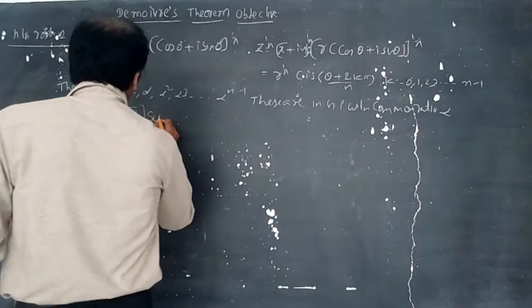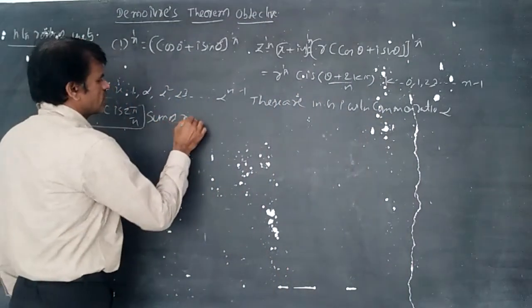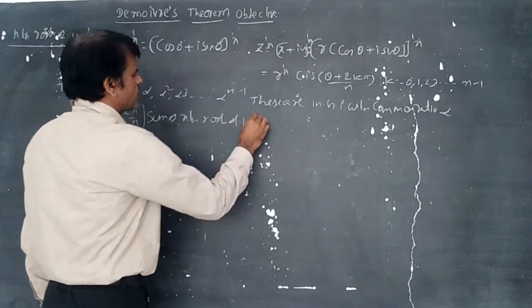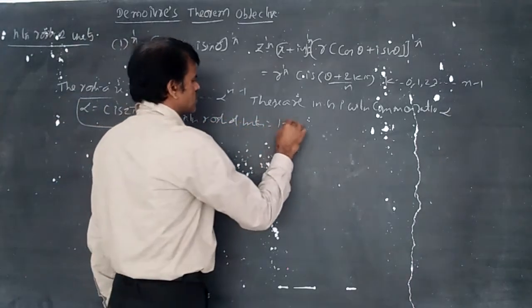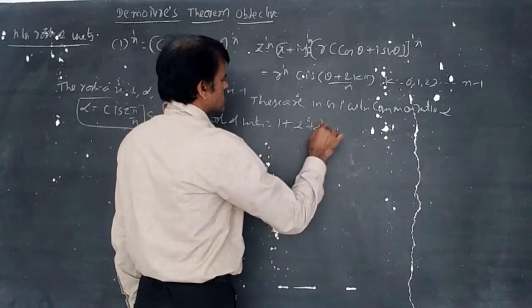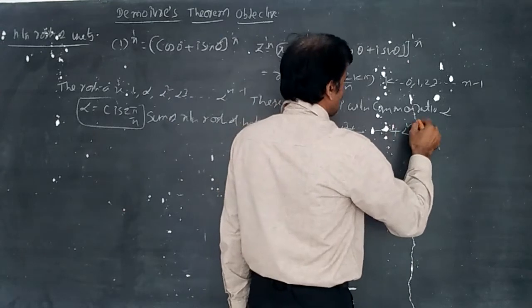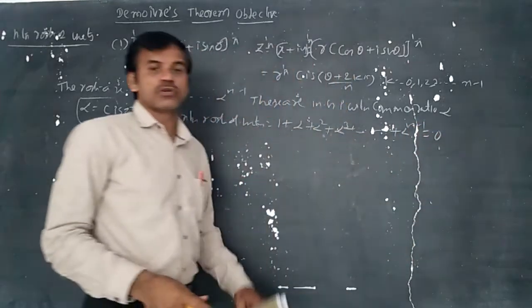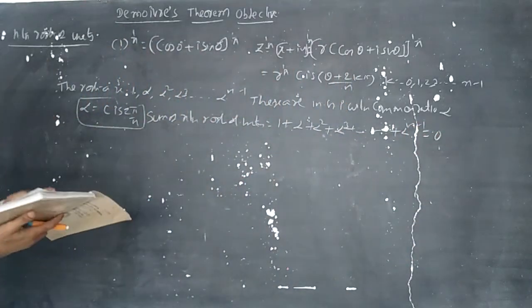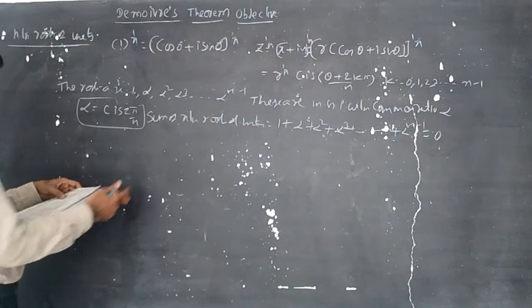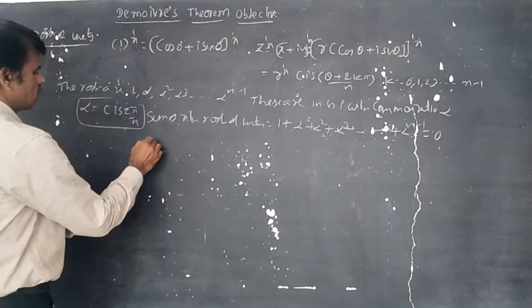Sum of roots we have discussed. The sum of the nth roots of unity is equal to 1 + alpha + alpha square + alpha cube + ... + alpha power n minus 1, which is equal to 0. That is, the sum of the nth roots of unity is 0.